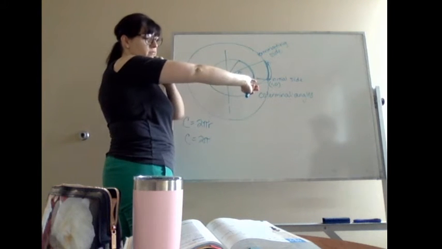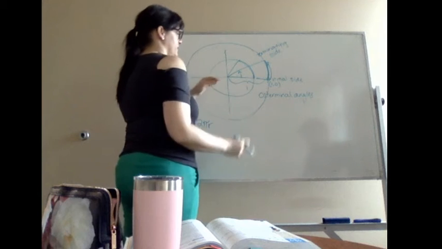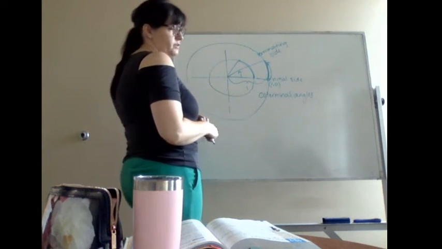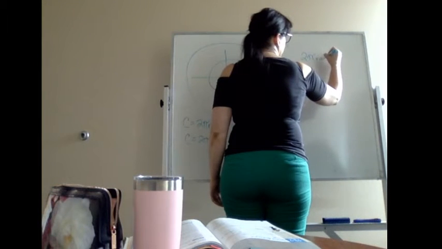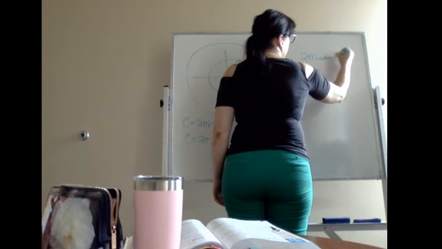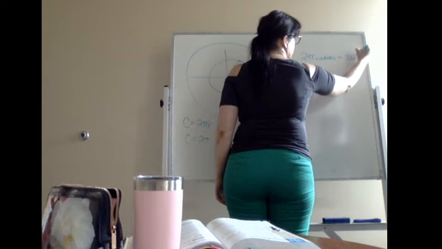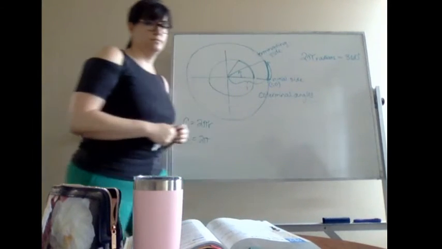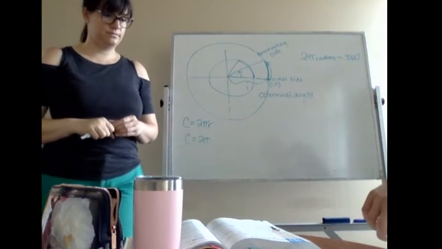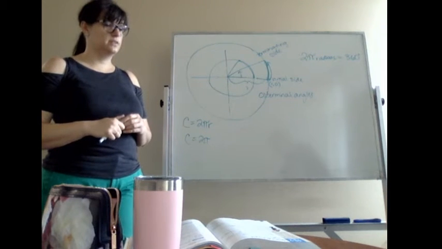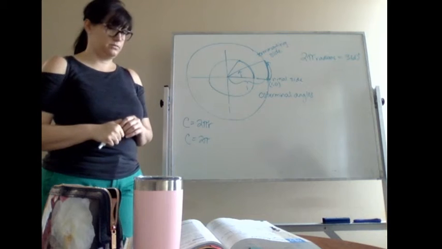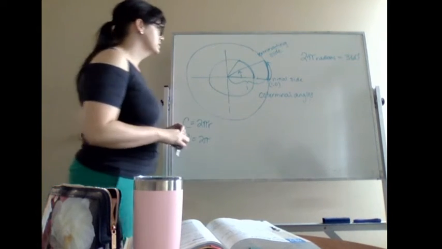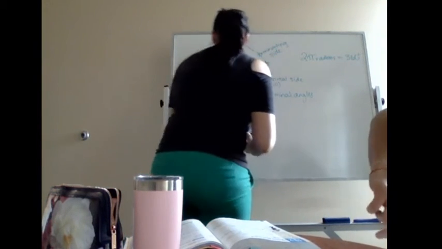2 pi possible radians. So 2 pi radians equals 360 degrees. So this is 0 degrees, but pi over 2 is 90 degrees. Where's... Oh, that's 0 degrees, right there. Okay, so let me draw a new angle.